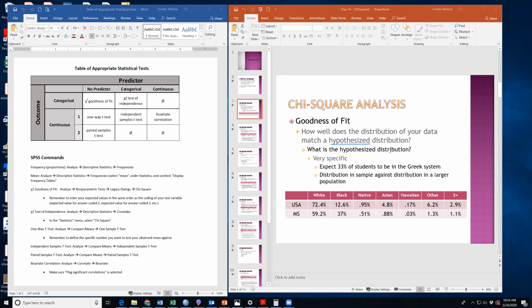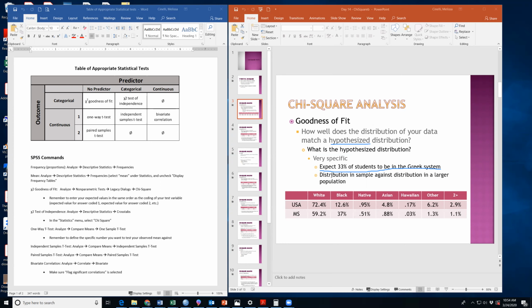The hypothesized distribution is something very specific, and we'll see when we do this in SPSS, we actually have to specify exactly what we expect to see for each possible nominal response option. All right, in our examples today, we're going to look at this question. All right, we're going to look at what did our respondents say versus an expectation that 33% of students would be in the Greek system.